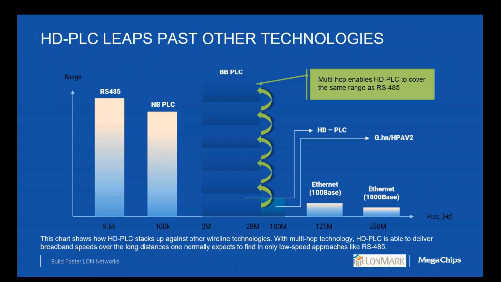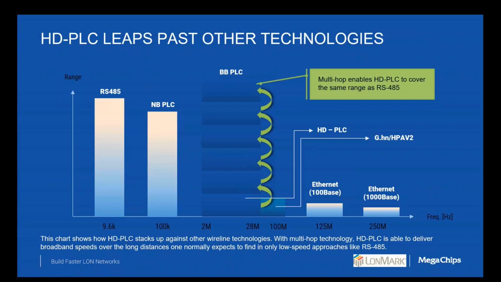So here, the lower the frequency band, the longer your transmission. For example, RS-485 on this chart operates at 9.6 kilohertz, having the longest range, whereas Ethernet operates at 125 megahertz and above, with the shortest range. So broadband PLC is in the middle, operating between 2 to 100 megahertz.